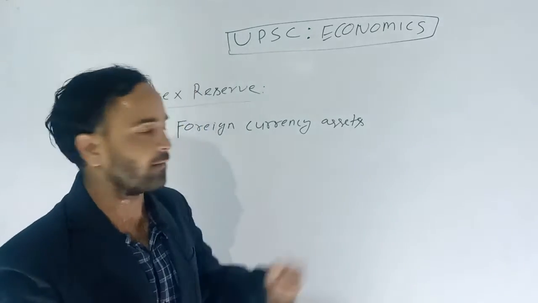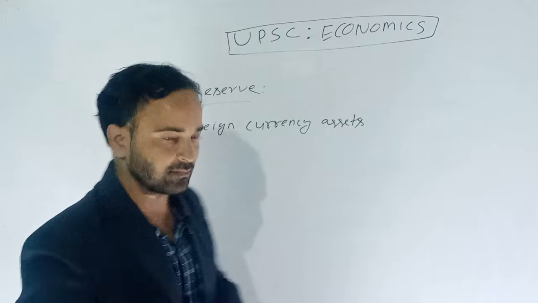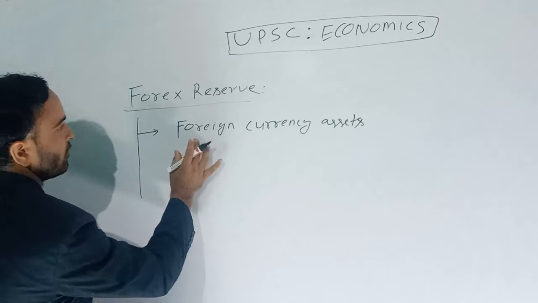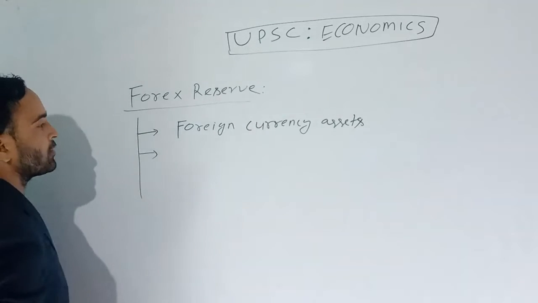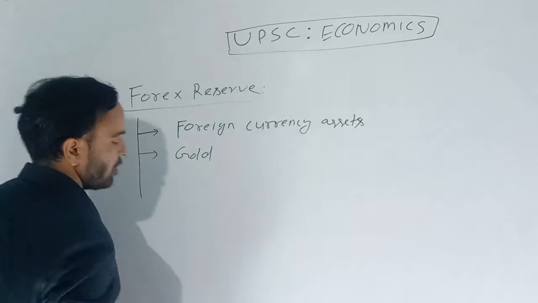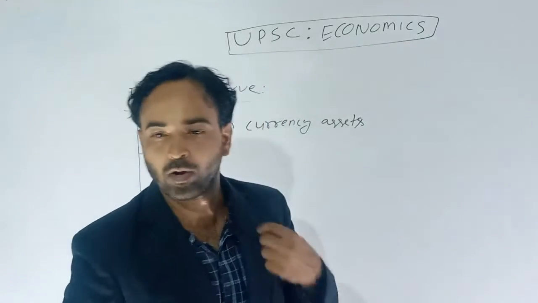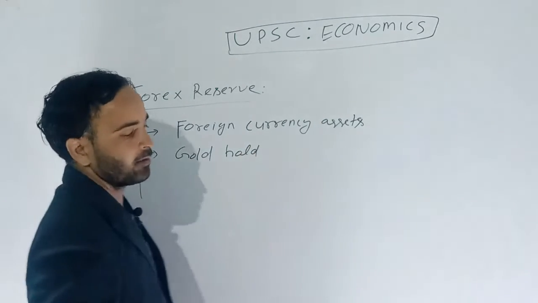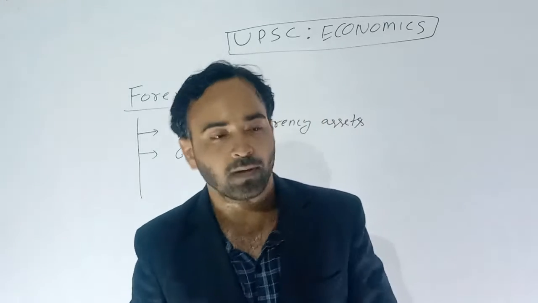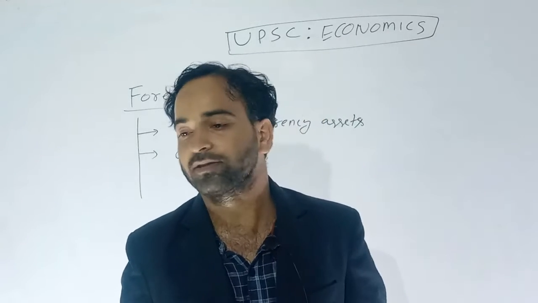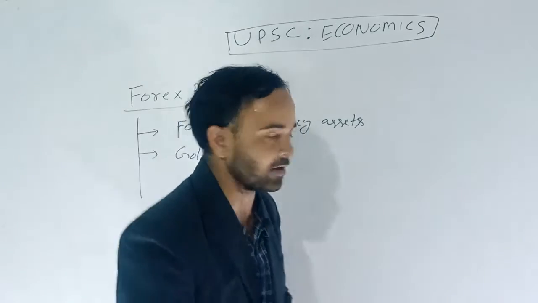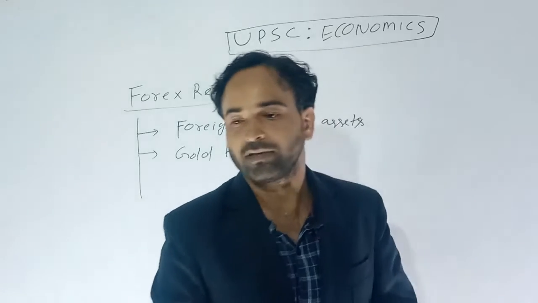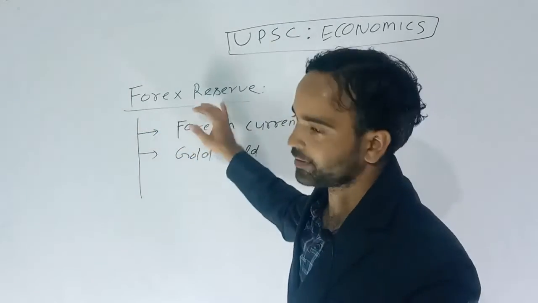You have captured the meaning of a dollar. It means foreign currency, not Indian currency. I am not talking about the Indian currency. Under the Forex reserve, that is the foreign currency asset. Second component is gold. Gold held by the RBI. Generally, jewelry that people keep is not considered under the Forex reserve. Whatever gold is held by the RBI constitutes a component of Forex reserve.